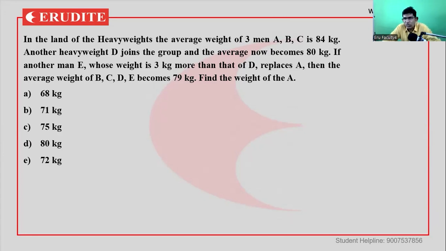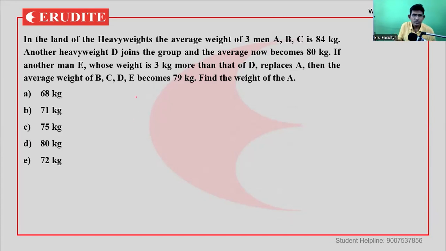Now we can solve these questions easily by writing equations: the average of ABC, so the sum of ABC, the sum of ABCD, subtract. We can do that by writing equations. But we can solve this question faster by applying a logical method, which is going to be fun and interesting if you follow.